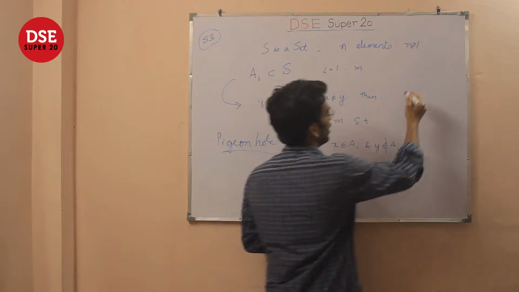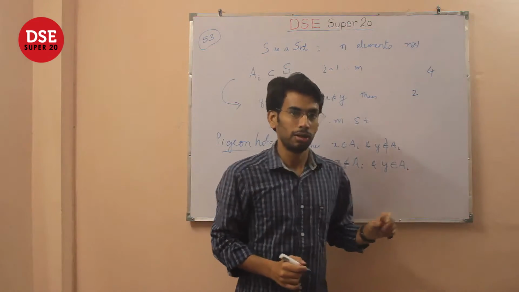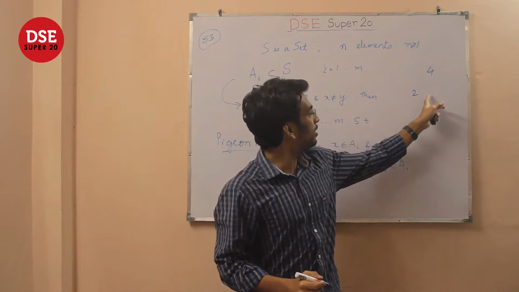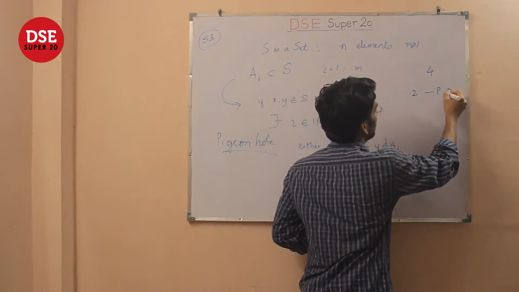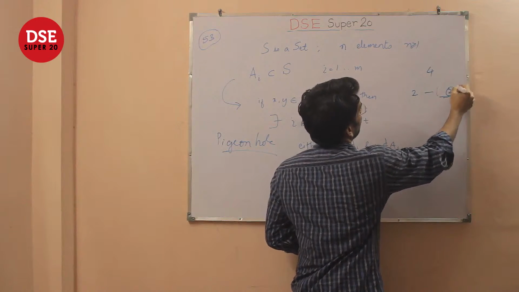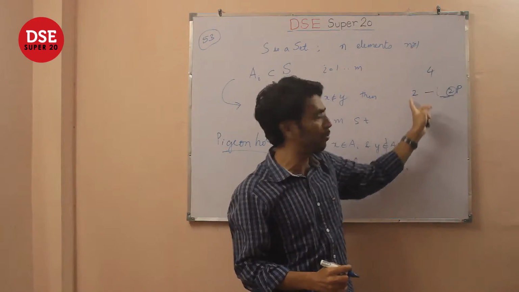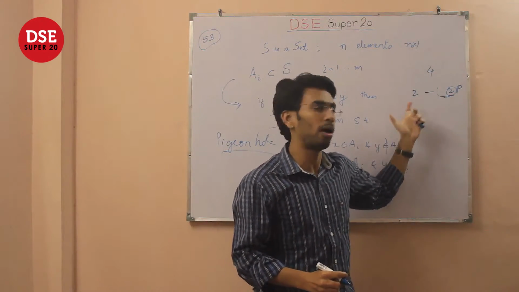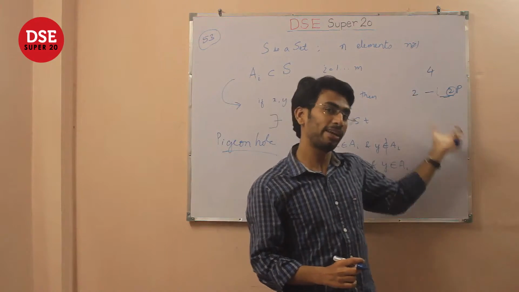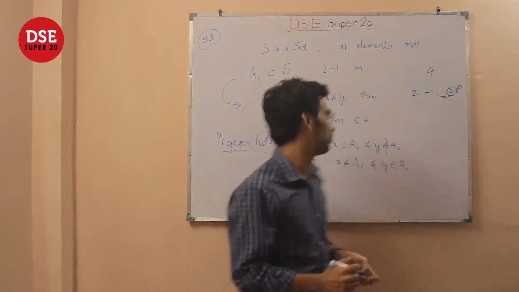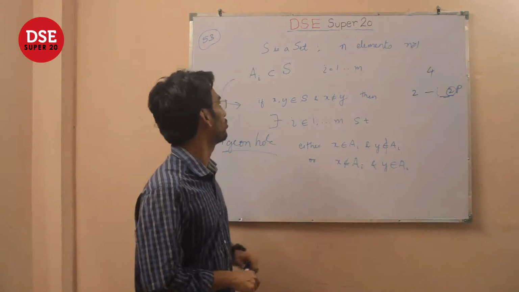For example, let's say there are 4 pigeons and only 2 pigeonholes. Now, at least one of the 2 pigeonholes will hold at least 2 pigeons. You can either put all the 4 pigeons in one pigeonhole, or distribute them as 1 and 3, or 2 and 2. So you can see that at least one pigeonhole has more than one pigeon. Now that we have understood what the pigeonhole principle means, let's come back to the question.